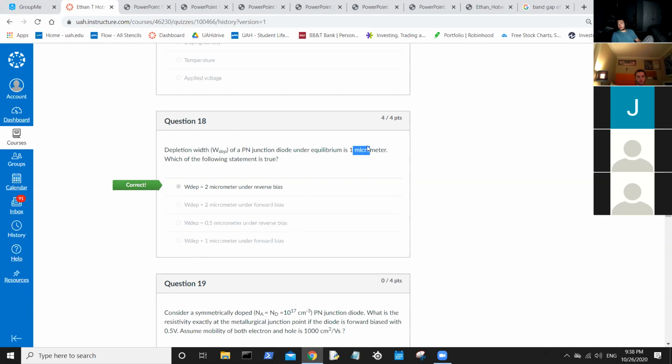It went down. That's a wrong answer. Next one, the depletion region is 2 micrometers under forward bias. Well, we know that under forward bias, the equilibrium depletion region should go down. That went up. Wrong answer.